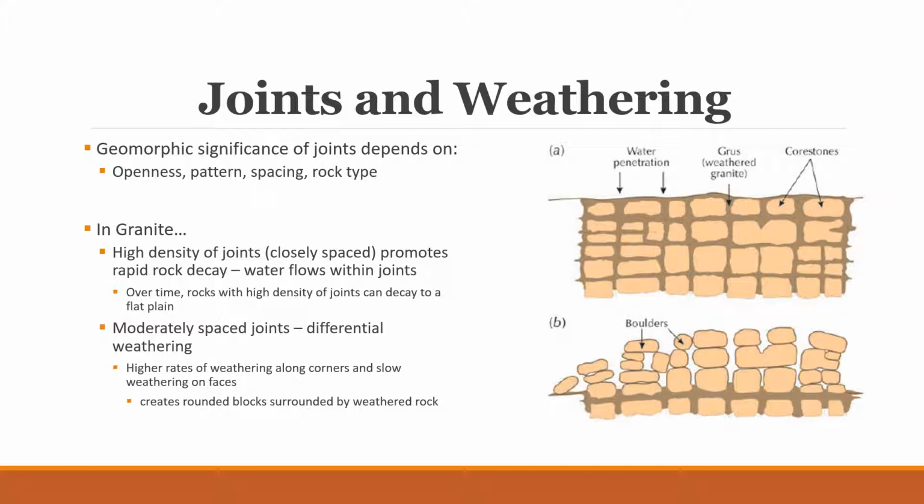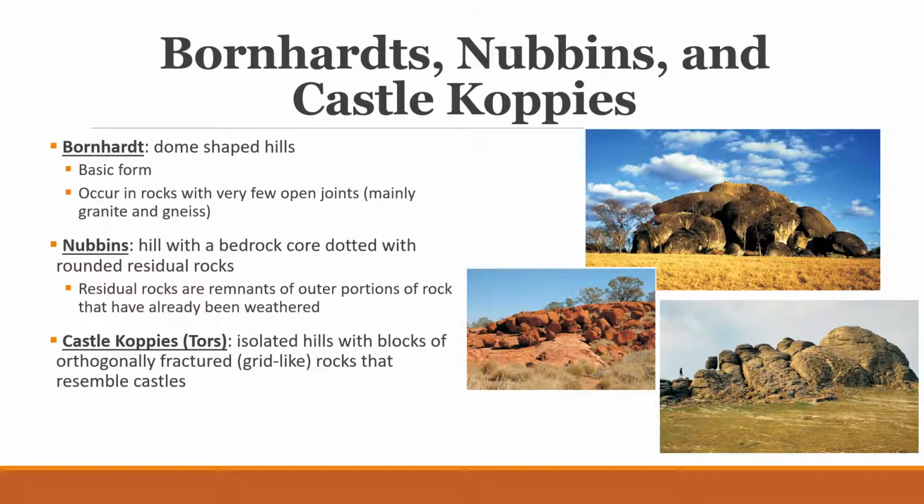With moderately spaced joints, so joints are still present but not very close together, we'll have differential weathering. So we'll have higher rates of erosion concentrated near those joints and less erosion on the faces of the rock. With moderately spaced joints, we get rounded blocks surrounded by weathered rock or regolith. We're going to look at some of those features. There are some different names to describe them: Bornhardts, nubbins, and castle copies.